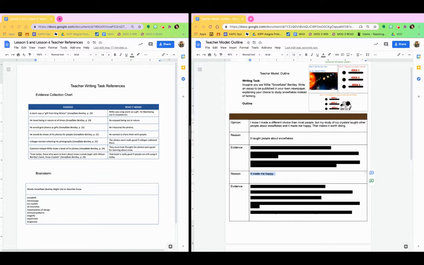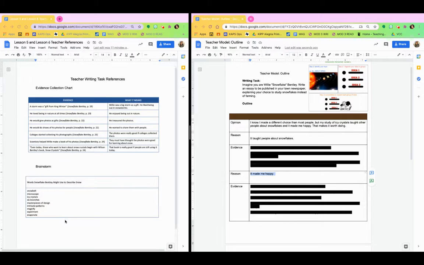I will look back at the evidence I collected and decide which details support my reason. So I'm going to look at the evidence that I collected from lesson 5. I will also look at the words I brainstormed. I'm writing in Willie's voice, so I want to include words that sound like him. So here's my brainstorm from lesson 6. When I collected evidence, I just organized it by the order it appeared in the book.